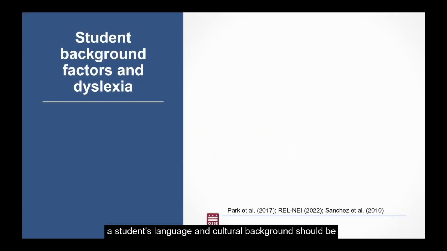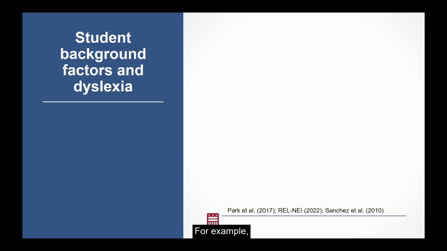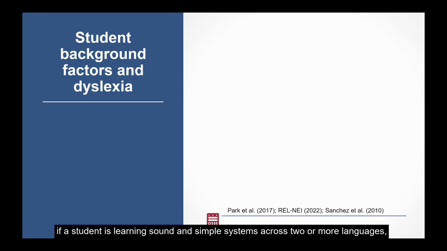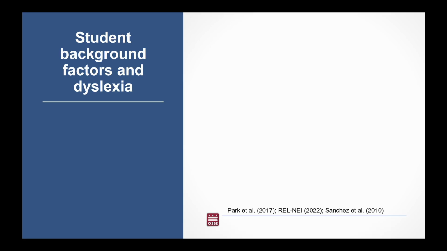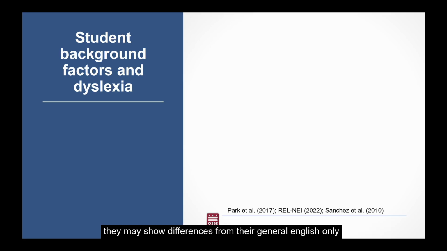A student's language and cultural background should be considered in relation to their reading difficulties. For example, if a student is learning sound and symbol systems across 2 or more languages, including dialects, they may show differences from their general English-only speaking peers in their rate of reading progress. This should not be confused with a reading disability or dyslexia. Literacy instruction needs to be explicit across all language systems for students to apply their funds of knowledge and make connections across language systems, as well as to learn specific English reading skills.